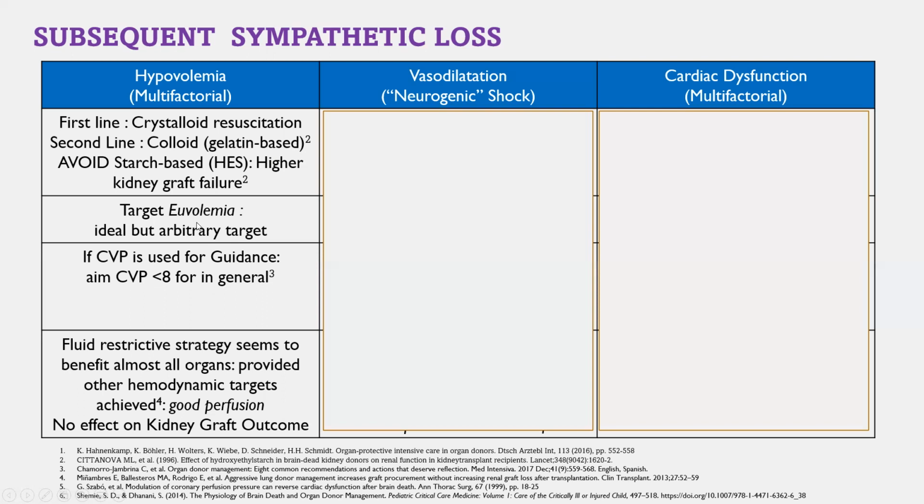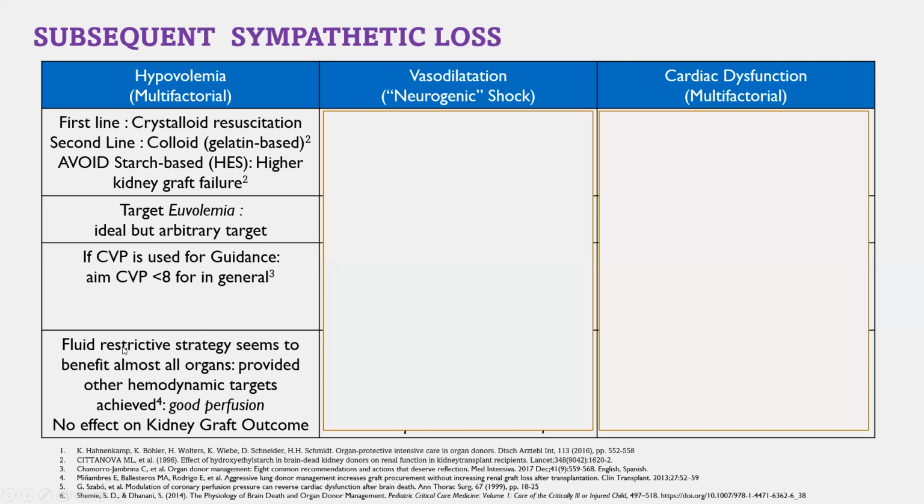Okay, so you want to maintain and target euvolemia. It's an ideal target but very arbitrary, a bit difficult because fluid is always a controversial issue. And if you are the type of person that wants to use CVP for guidance, you want to aim for CVP less than 8 in general, because like I've shown before, if CVP is too high because of fluid overload or an RV failure and so on, the pressure differential for organ perfusion pressure will not be good.